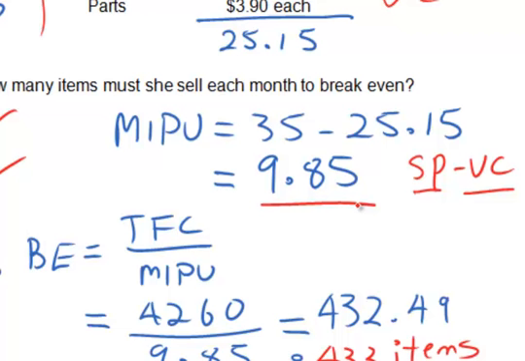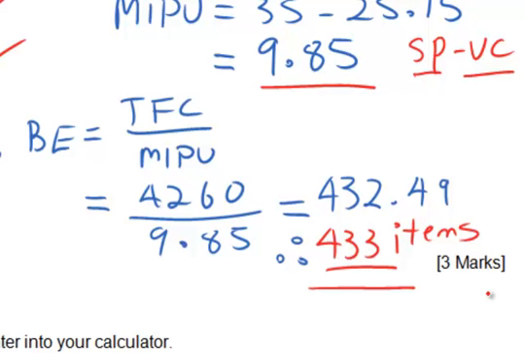To work out your break-even point, you go 4,260 divided by $9.85, which is your total fixed cost divided by your marginal income per unit, and you get 432.49. Now that must be rounded up to 433 items because you can't have 0.49 of an item.